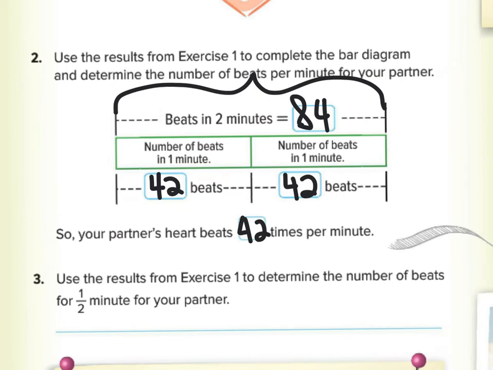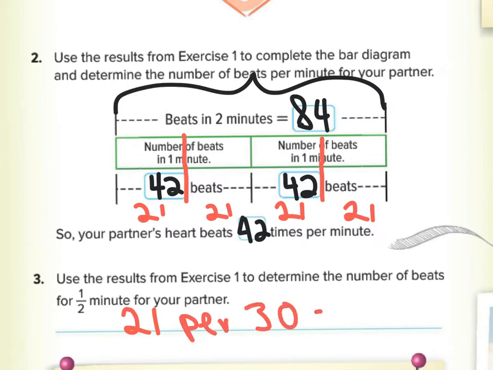Use the results from exercise 1. Sorry, I'm reading down here. Use the results from exercise 1 to determine the number of beats for half a minute for your partner. Half a minute. So now I'm cutting this minute into another half. Now we're cutting this minute into another half, which means I have to cut my 42 in half on both ends. And 42 cut in half is 21 and 21. So in half a minute, I get 21 beats every 30 seconds.